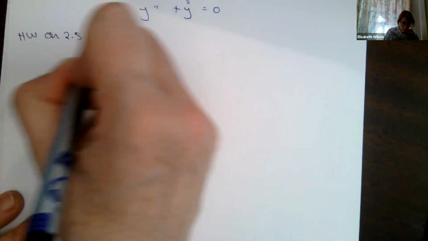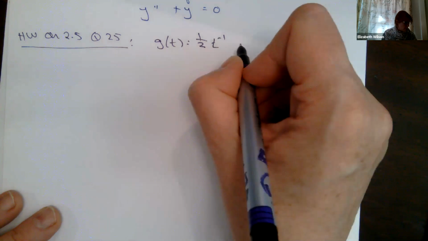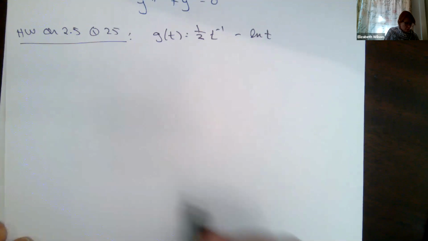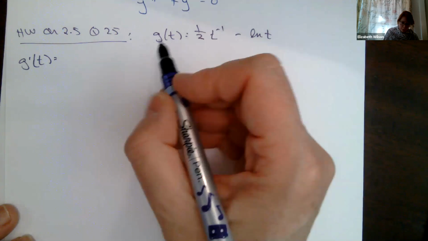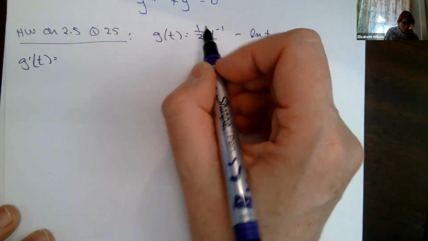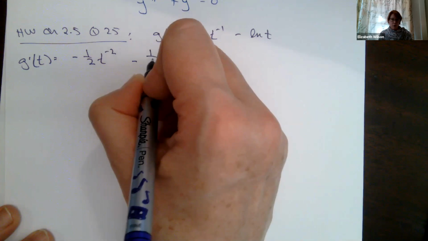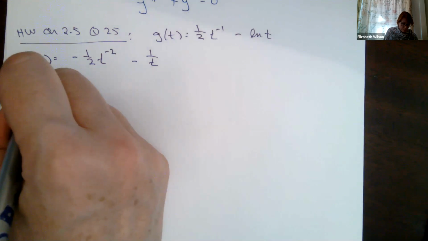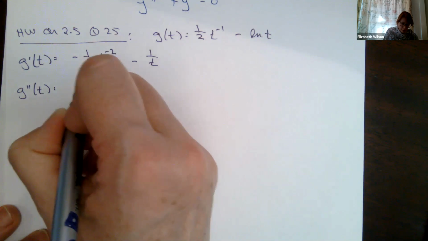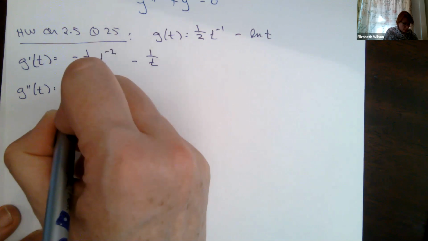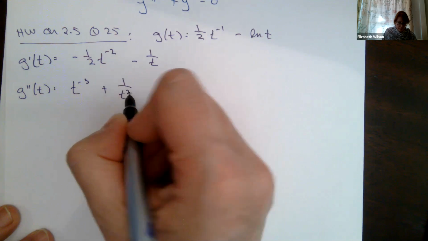So what I have is g of t equals 1/2 t to the -1 minus ln of t. And then we're asked to find the derivative of that. So then g prime of t, I'm just going to work it through. So g prime, the power rule on here says minus 1/2 t to the -2. And then the derivative of ln is 1 over t. Now the second derivative, I'm going to do the power rule again. So this gives me, we can make it just 1, so this is t to the -3, and this becomes plus 1 over t squared. And then we're setting that equal to 0.